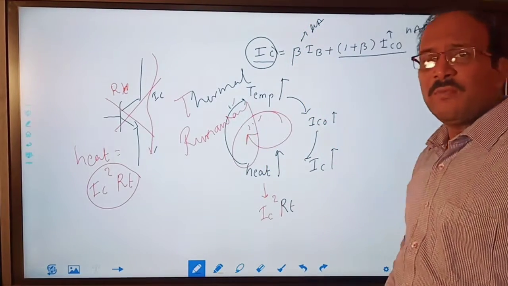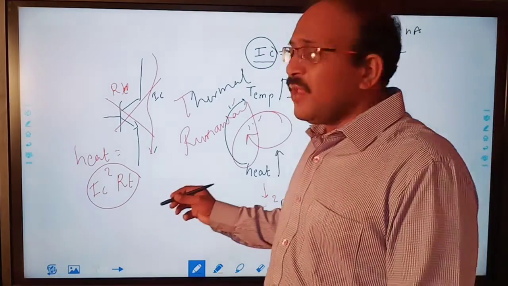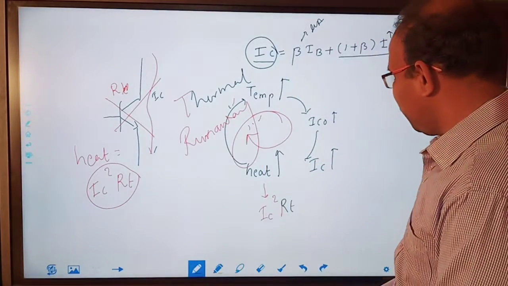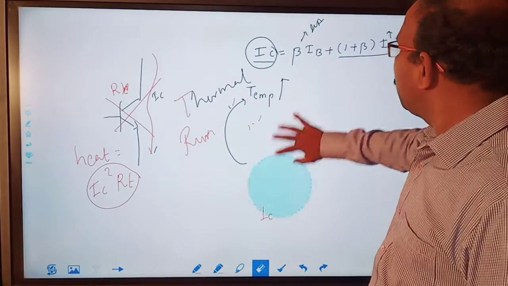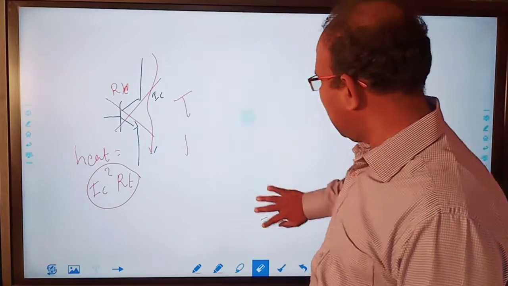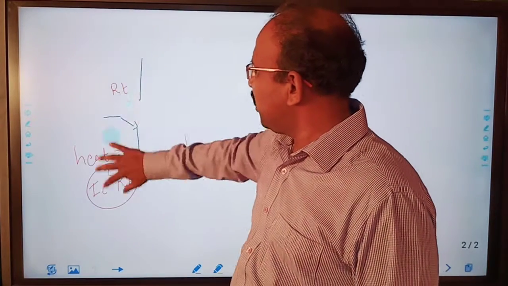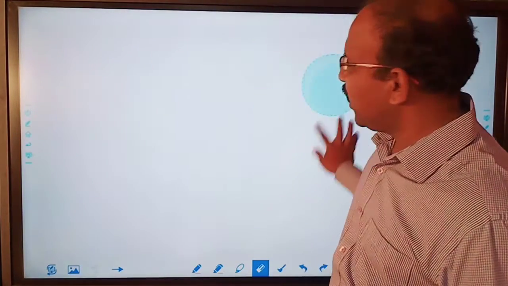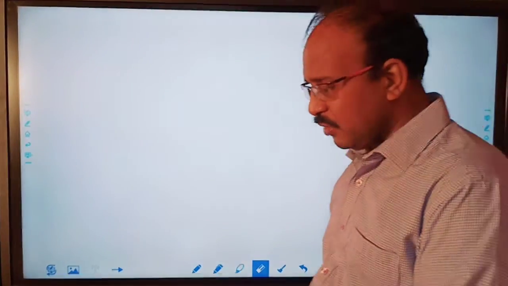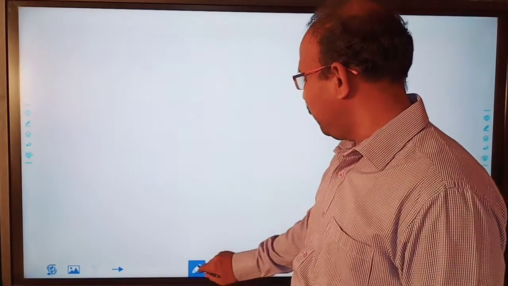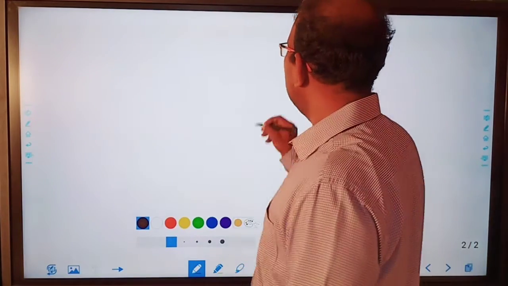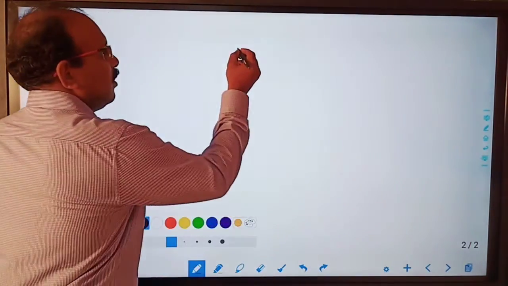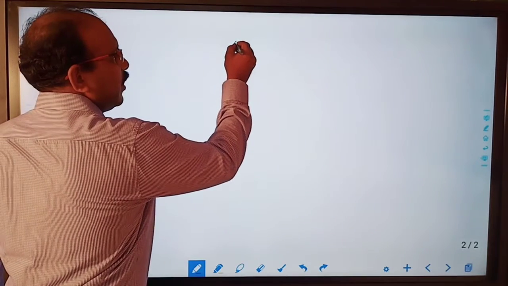So thermal runaway. Now, is there any solution for the thermal runaway? Yes, there is a solution for thermal runaway. So we will see the solution of thermal runaway. As I told, thermal runaway can be removed by connecting an emitter resistor. So I will connect the emitter resistor now, and I will show you how thermal runaway is avoided.